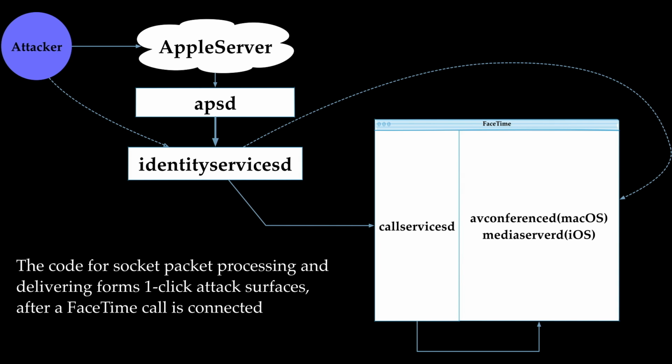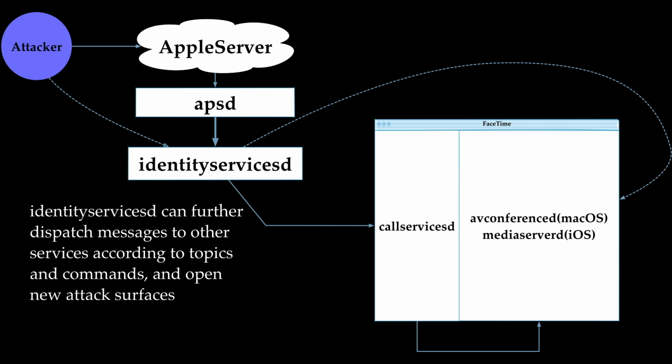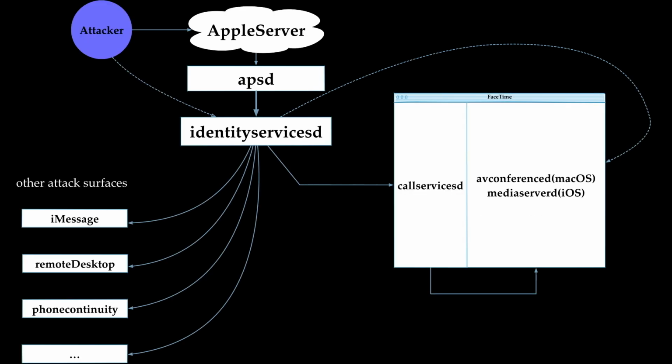And the code for socket packet processing and delivering forms the one-click attack surface. After the FaceTime call is connected, the attacker can directly send packets to IDSServiceD, and IDSServiceD will pass the packet to AVConferenceD. IDSServiceD can further dispatch messages to other services according to topic and commands, and open new attack surface.